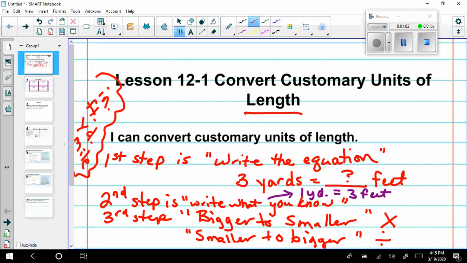It goes, first step is write the equation. Second step is write what you know, what you know, what you know. Third step is bigger to smaller while you cross your arms in an X, smaller to bigger. Fourth step is solve the equation. So I'll be repeating that quite often as we go through this so you guys can memorize it. I often have found that the kids seem to really like it, and it helps them with the steps.